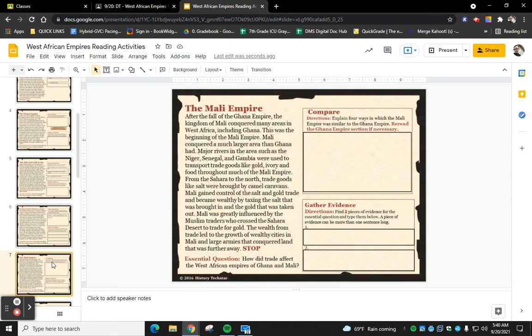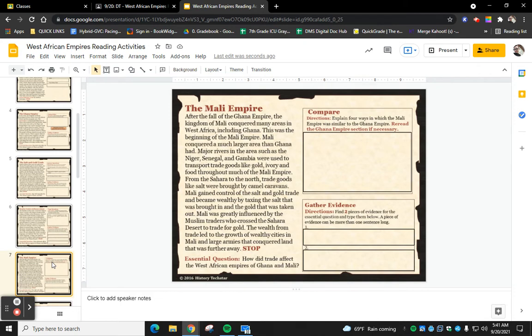All right, now we're getting to the Mali Empire. After the fall of the Ghana Empire, the Kingdom of Mali conquered many areas in West Africa, including Ghana. This was the beginning of the Mali Empire. Mali conquered a much larger area than Ghana had.